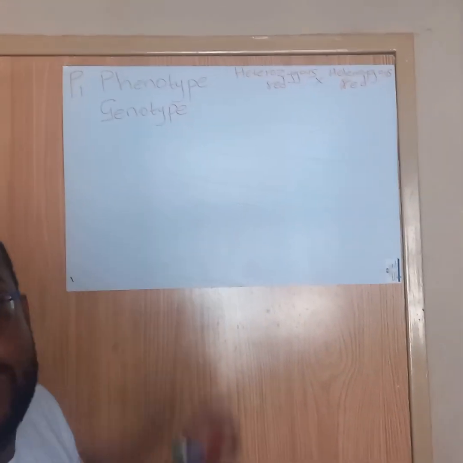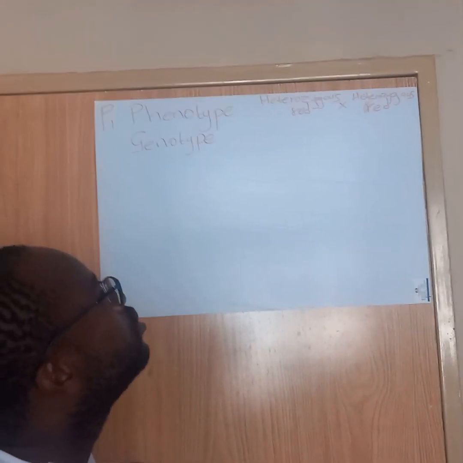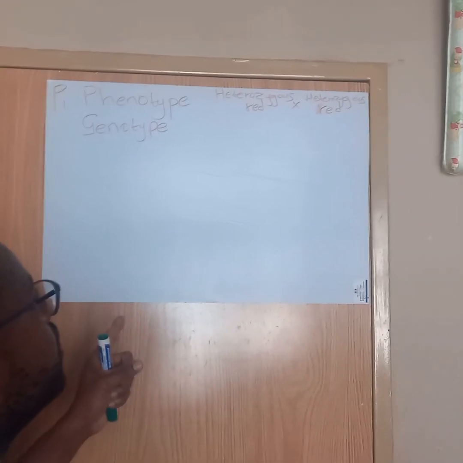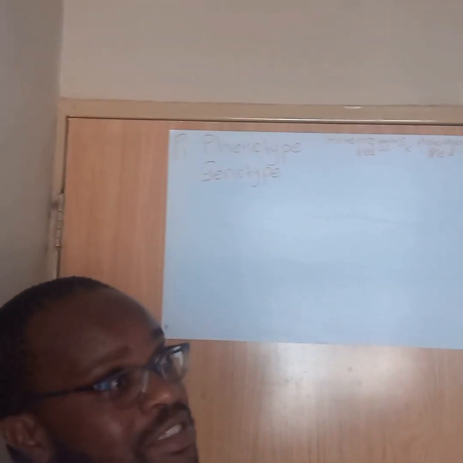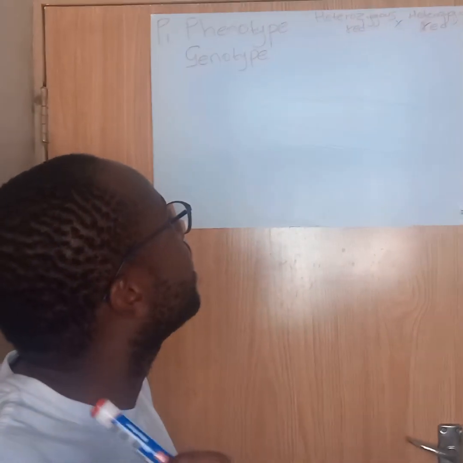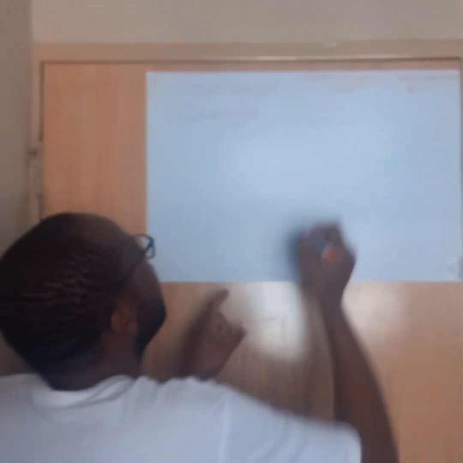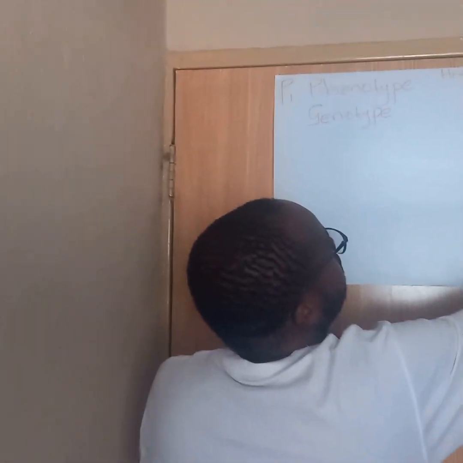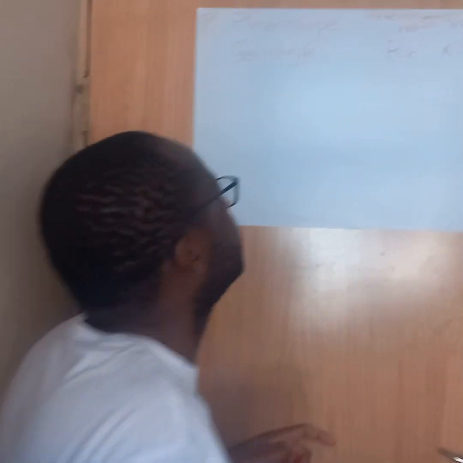Remember, if the red color is dominant, we are going to have two options for red color for genotype, which can be two capital letter R's or a capital letter and a small letter. So since we are having heterozygous, it's going to be a capital letter and a small letter. So this is genotype. This is our other genotype.